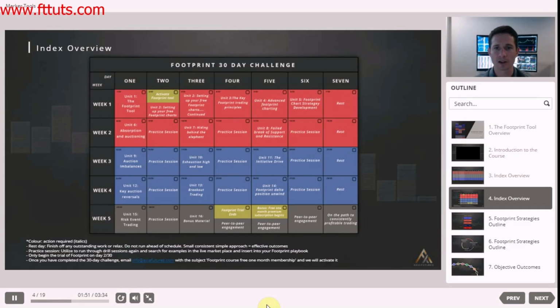Utilize that trial of yours and make sure that you fully understand the strategy and can apply it to live market examples. Then also, what you will notice is that it's imperative that you only begin the trial of the Footprint chart on day 2, i.e. after you've completed unit 1.